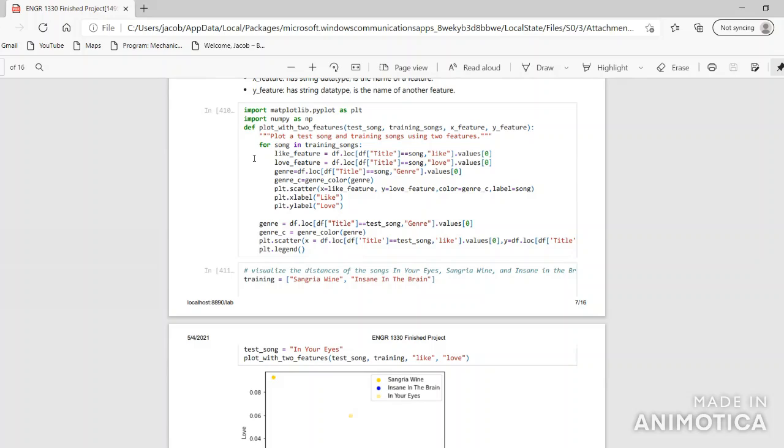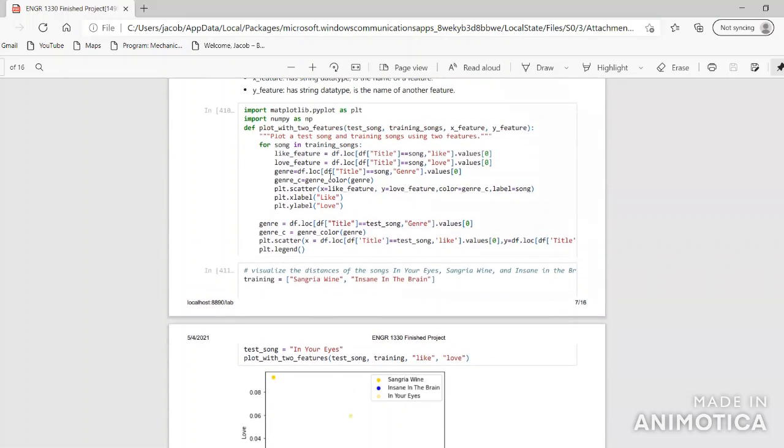And so we did a for loop for the song, whichever song it was looping, in training songs, which is one of the parts. And then when it goes through each part, it counts the number of like and love, and then for the genre it goes back to the original data frame and goes to the title of the song, looks for the genre, and then has the values, and then the genre color is given in this variable, and then we plot the color for the genre, and then the label is for the songs.